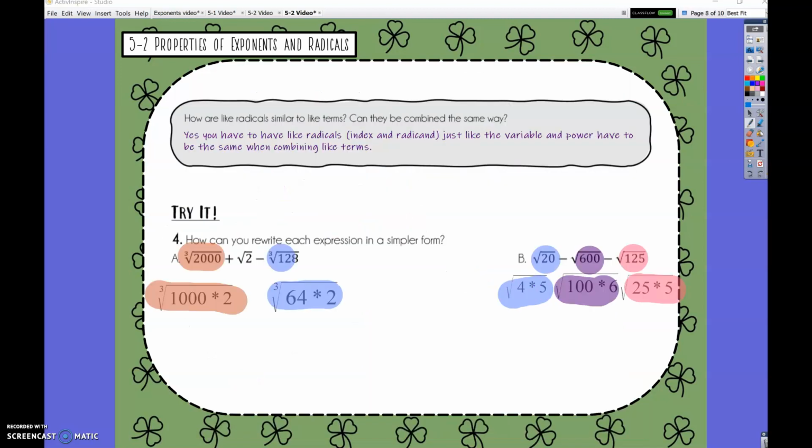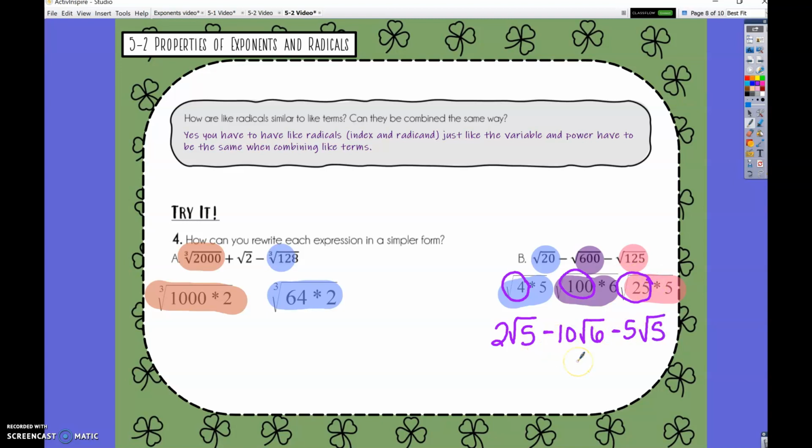So quickly here on a try it, notice that on part B, 20 is 4 times 5. Square root of 4 is 2. The 5 gets left in there. 100 times 6 is 600. The square root of 100 is 10. Leave root 6. And square root of 25 times 5 is 125. So the square root of 25 is 5, and leave the root 5.